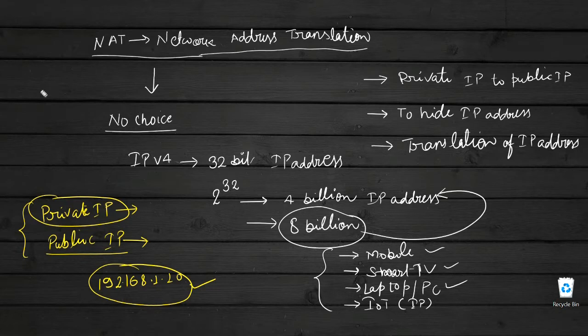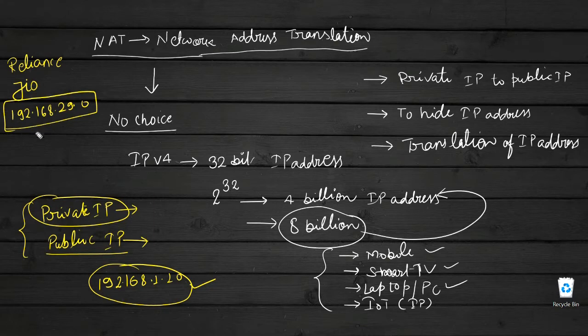Let me give you an example. Let's suppose most of the guys are using IP addresses from one broadband company. Let me take the example of Reliance Jio, that's popular in India right now, right? So they are using the network 192.168.29.0. Whoever is buying the router or taking the connection from them, everybody is getting the IP address from this network.